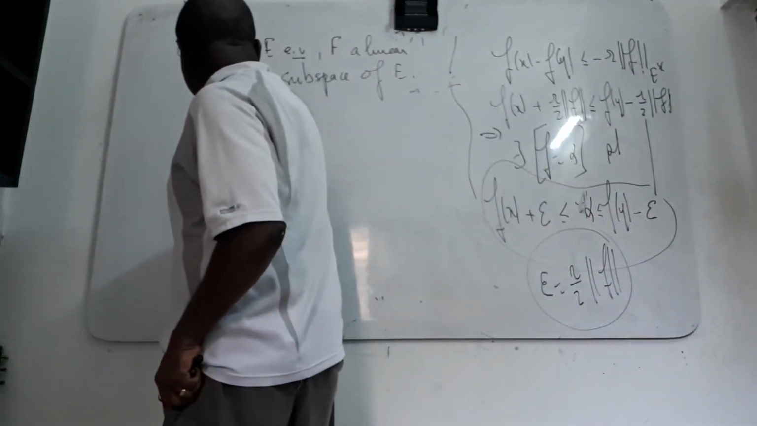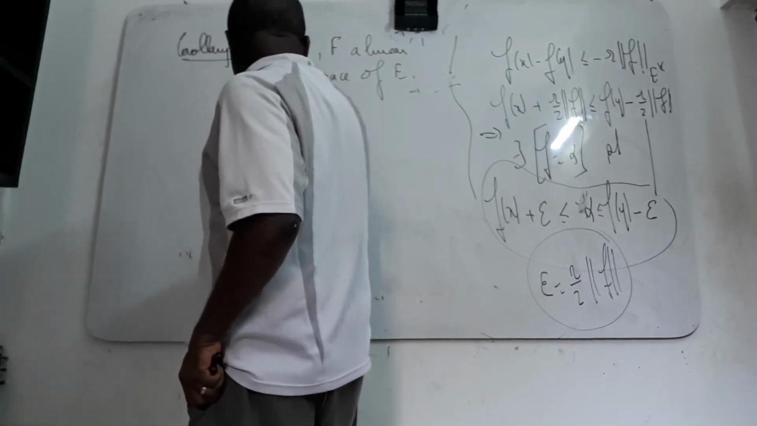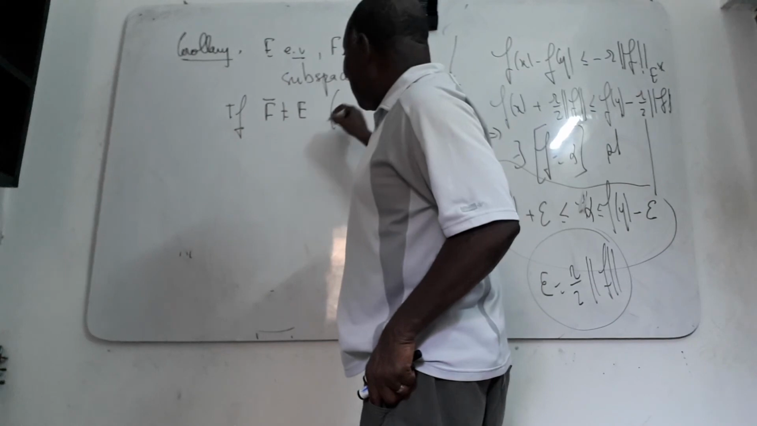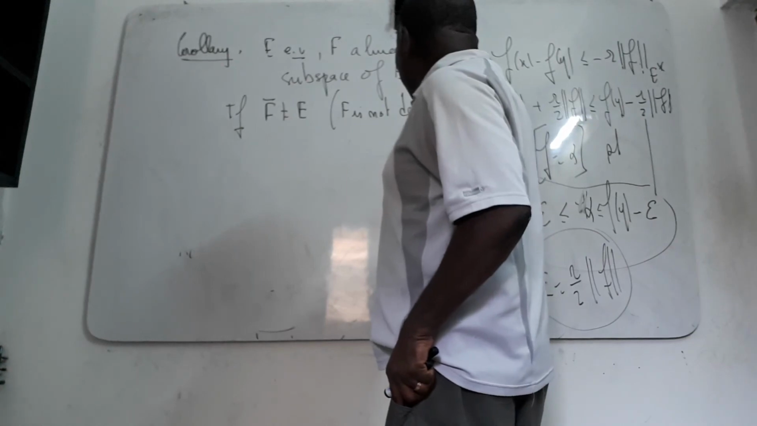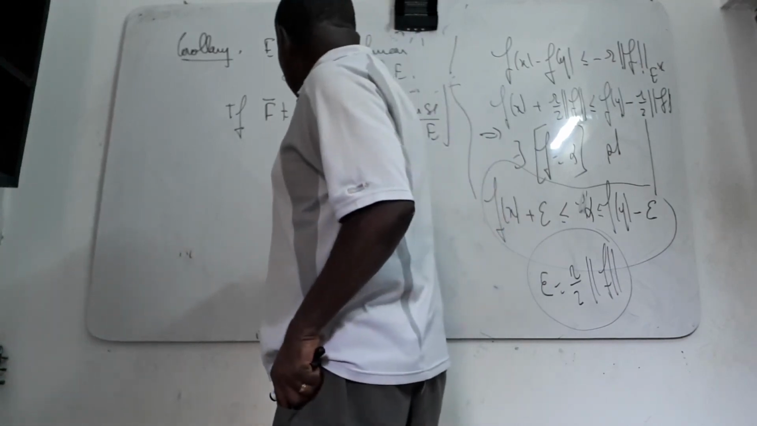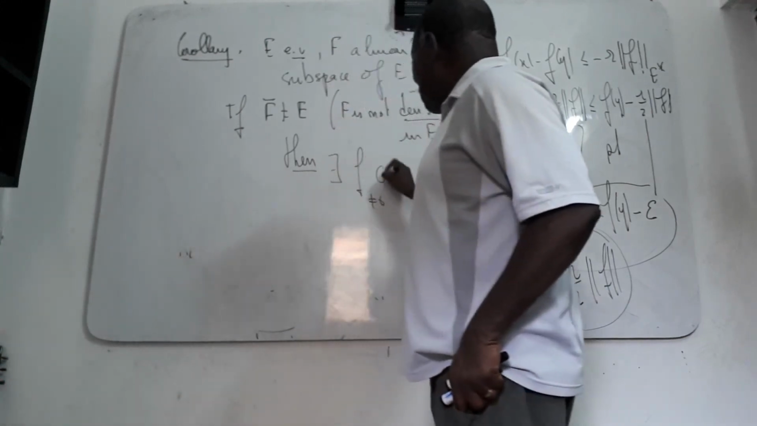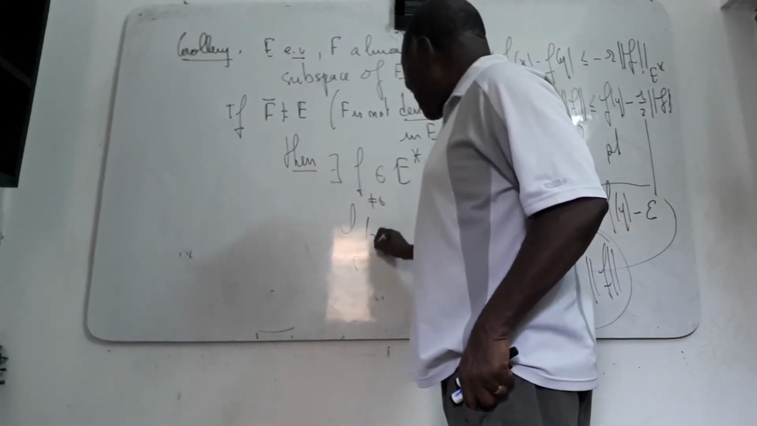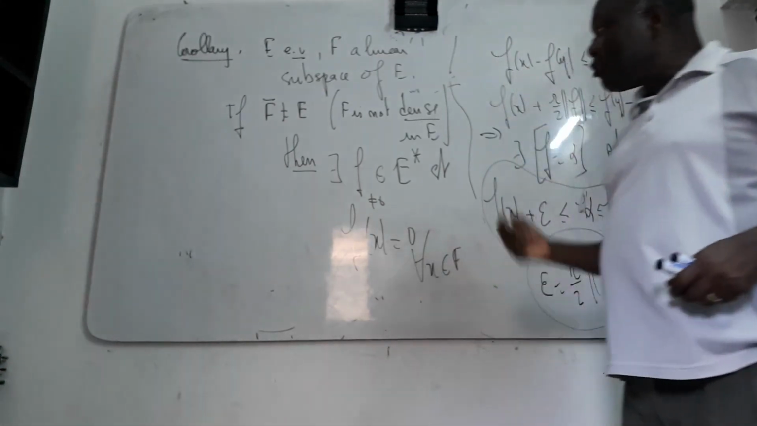And then if you have that the closure of F is not equal to E, that means that F is not dense in E, then there exists f which is not equal to 0, in the dual E star, such that f of x is equal to 0 for all x in F. This one is very, very important.